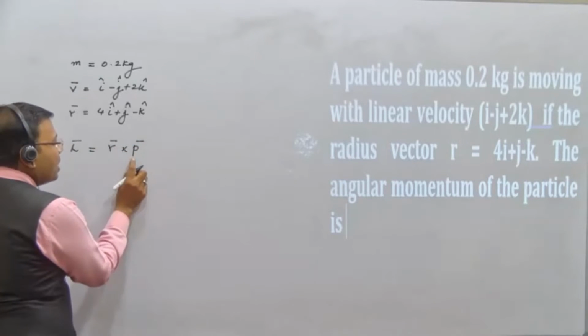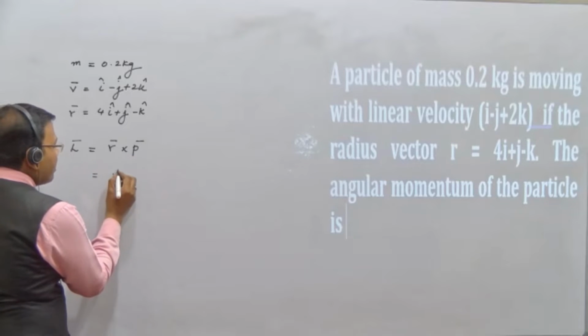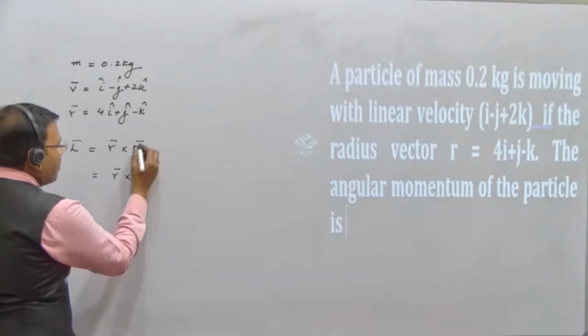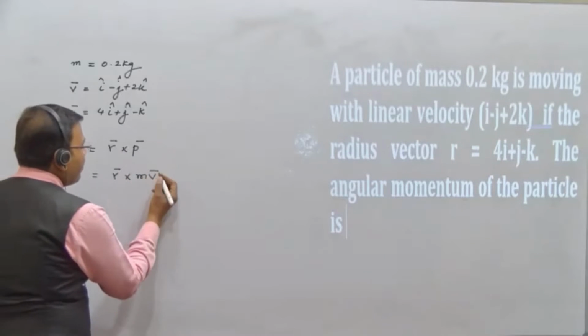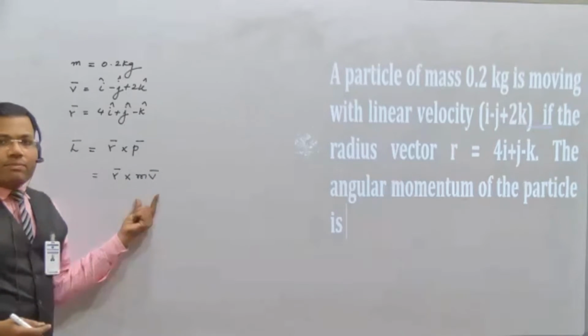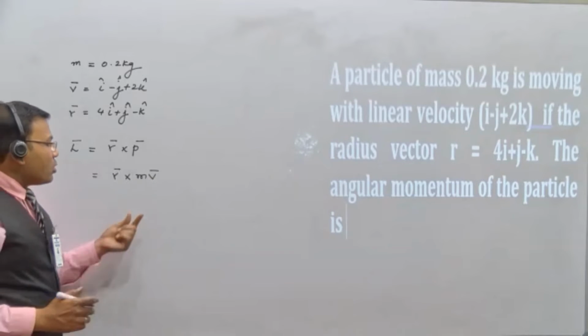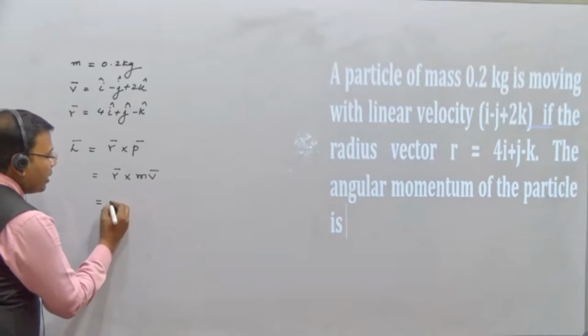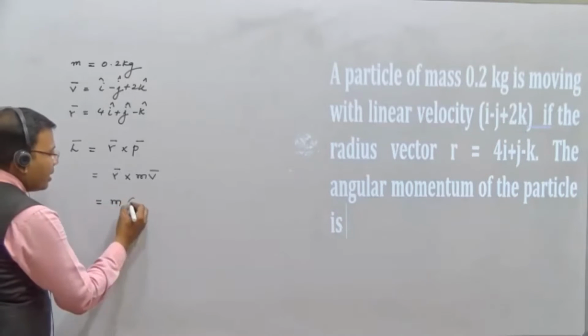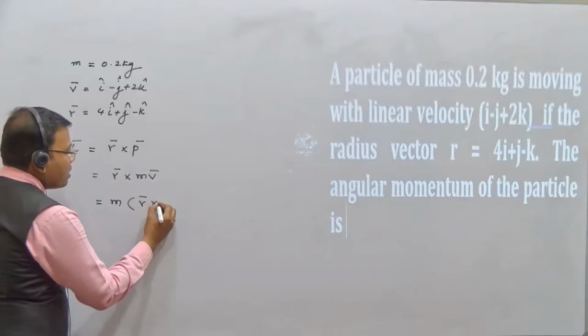I said this p is a linear momentum, right? So therefore I can write this as r cross p. P is what? mv. Linear momentum means the product of mass and velocity. Now students, m is a scalar quantity, so I take it outside, and here I'll write r cross v.